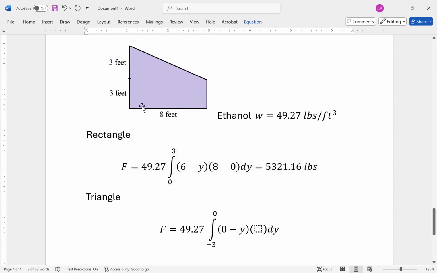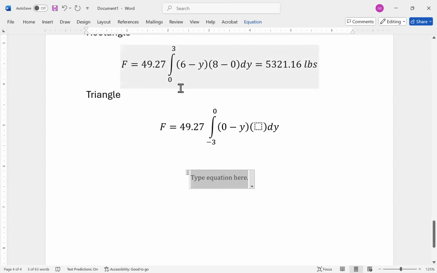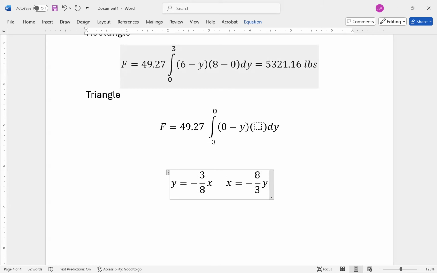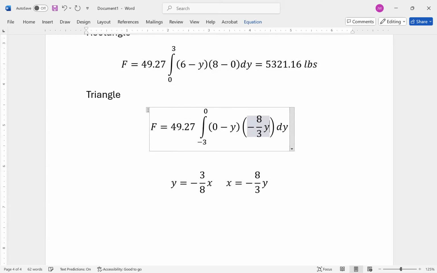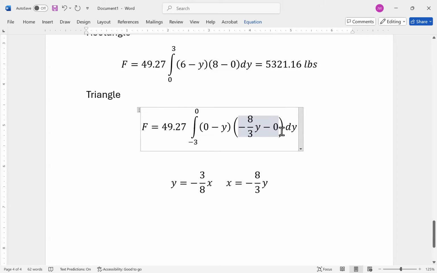And then, like I said, the line on the right-hand side of this rectangle is going to be y equals, go down 3 and over 8, so -3/8 x, or when I solve that for x, that would be x equals -8/3 times y. So that's the right-hand side of the rectangle. The left-hand side of the rectangle is x equals 0. That is the y-axis. And so this is what we get.